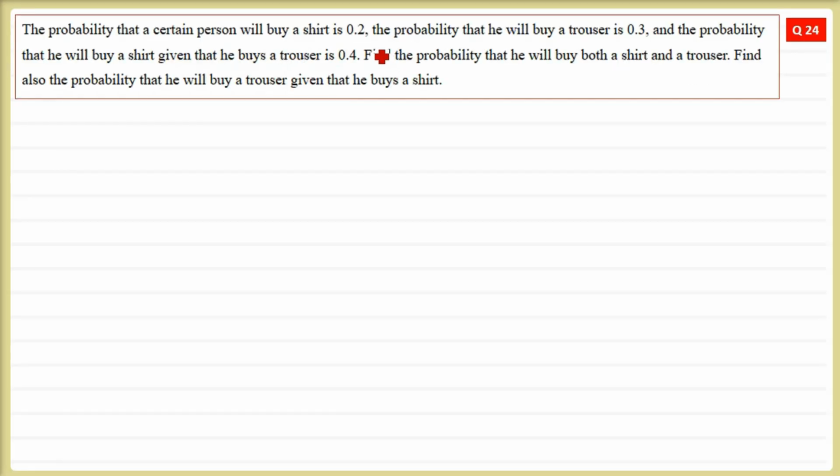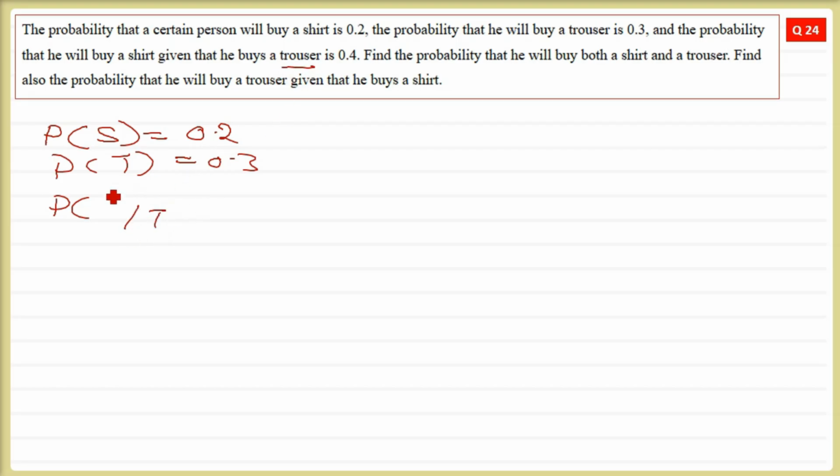The probability that a certain person will buy a shirt is 0.2. Let's make it like this: S for shirt and T for trouser. So the probability that a certain person is going to buy a shirt is 0.2. Now the probability that he will buy a trouser is 0.3. So P of T represents the probability of trouser. The probability that he'll buy a shirt given that he buys a trouser is a conditional probability, so what is known goes below. The trouser is being bought, and the probability of buying a shirt after buying a trouser is 0.4, given in the question.